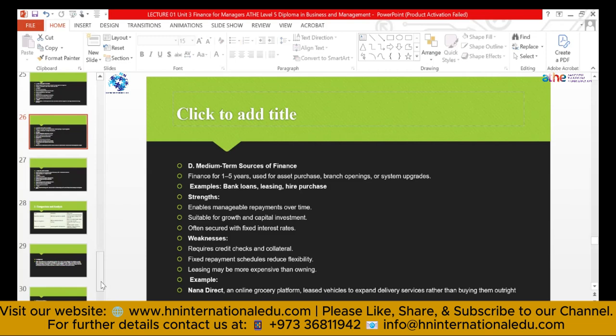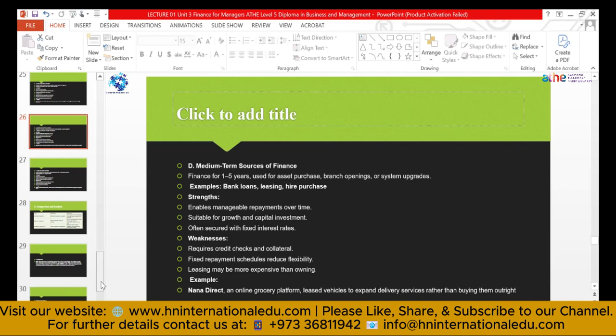Medium-term finance: finance for 1 to 5 years, used for asset purchase, branch openings, or system upgrades. You're even changing the organizational structure of your organization. For example, loans, leasing, and hire purchase, things that were discussed earlier. Strengths: they enable manageable repayments over time.